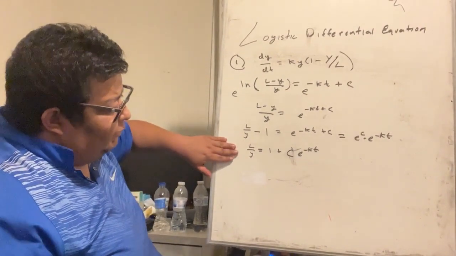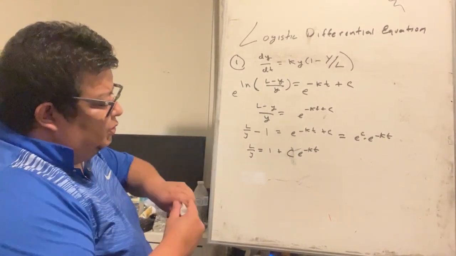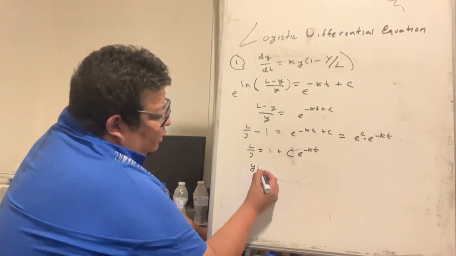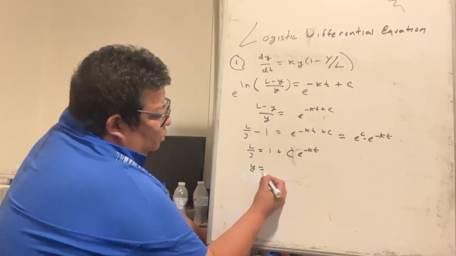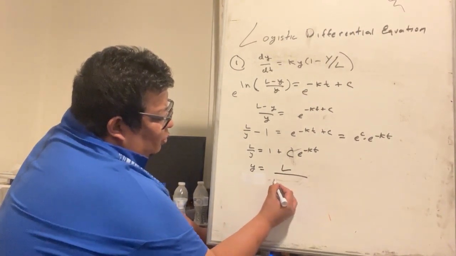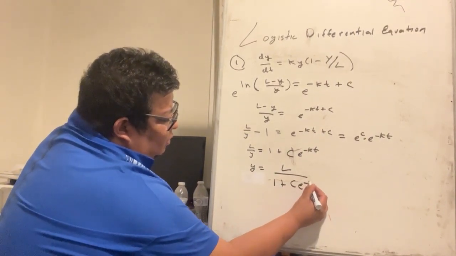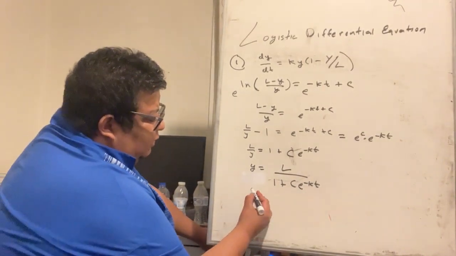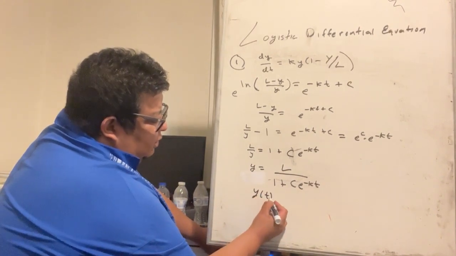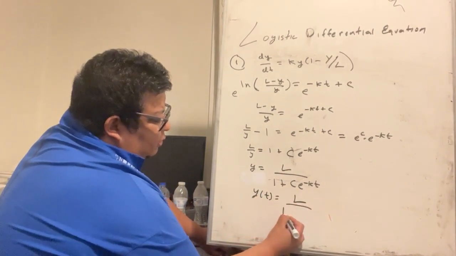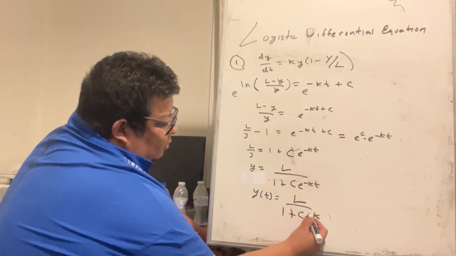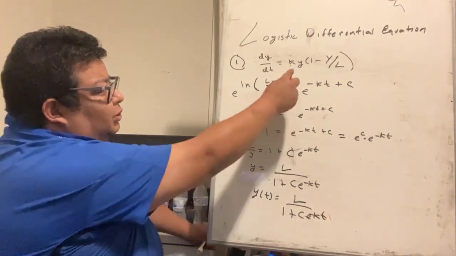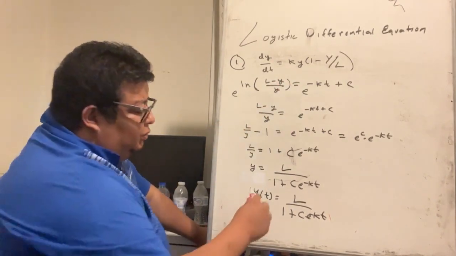So now that we have this equation, we can solve for y, and we have y is equal to L over 1 plus C e to the minus kt. And then if we want a function, this will be y of t equal to L over 1 plus C e to the minus kt. So this will be the solution to our logistic differential equation.